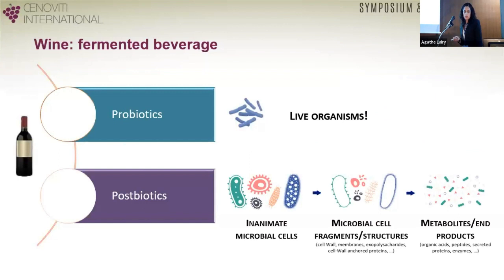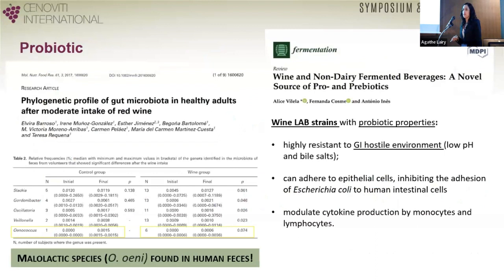We know that wine is a fermented beverage, so we can have probiotics and also postbiotics present in the wine. And so we can have live organisms and also inanimate microbial cells or microbial cell fragment structures or even their metabolites. And this is very important because we already have references in the literature of malolactic species present in wine found in human feces. So this is the proof that wine can have probiotic properties and can contribute, in fact, to protect our health. For instance, we can have this probiotic bacteria adhering to our epithelial cells and impeding other pathogenic bacteria to adhere there.